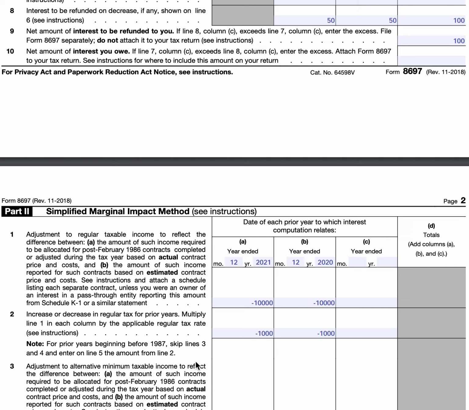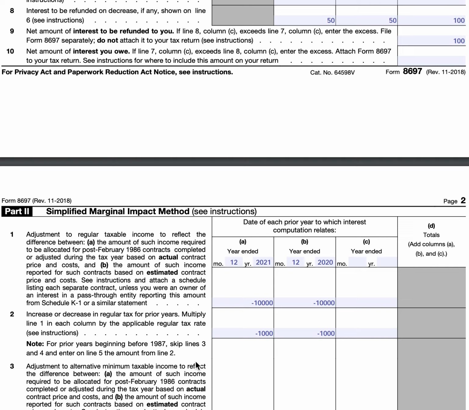But you must elect this impact method, the simplified marginal impact method, by attaching a statement to your income tax return for the first year of your election. You indicate on the statement that you are making an election under Treasury Regulations Section 1.460-6D to use the simplified marginal impact method.